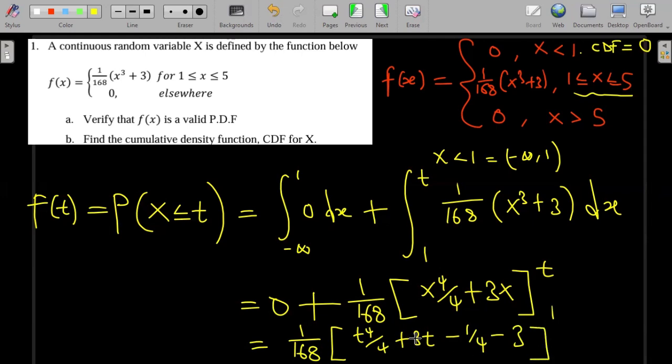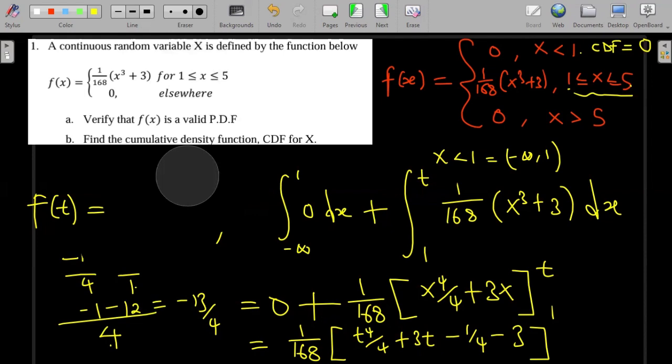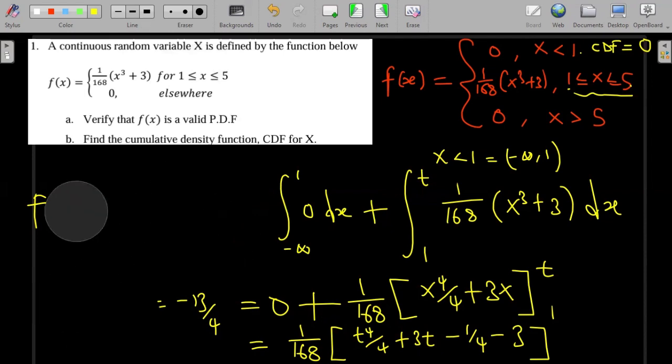Okay, so that will be my CDF for the part 1 to 5. I can now combine this minus 1 over 4 minus 3 over 1. So when I combine it, I get 4 minus 1 minus 12, so this will be minus 13 over 4. So it means the CDF from 1 to 5 will be this guy here. So let's write it properly. So that is minus 13 over 12 that we found, right?